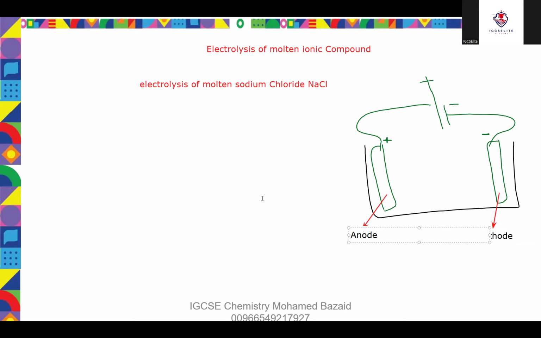So again, what I will do now with you is electrolysis of molten sodium chloride. This is the cell of electrolysis. This is the negative electrode, which is made from platinum or graphite, as you like. The negative electrode is known as cathode, and the positive electrode is known as anode.